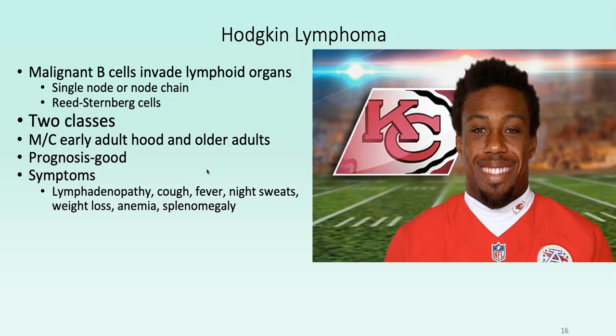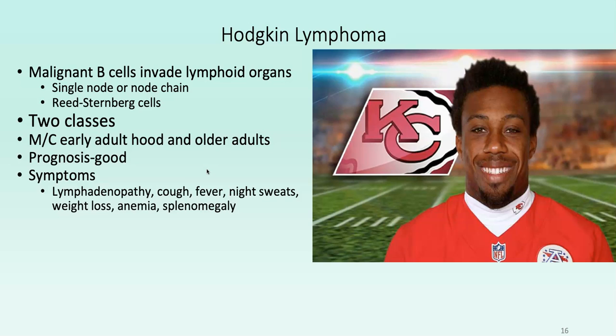While a direct connection can't be made, it appears that persons with a history of infectious mononucleosis, referring to our old friend the Epstein-Barr virus again, are at increased risk for the development of Hodgkin lymphoma. This disorder has a couple of unique traits that make it a little easier to identify.